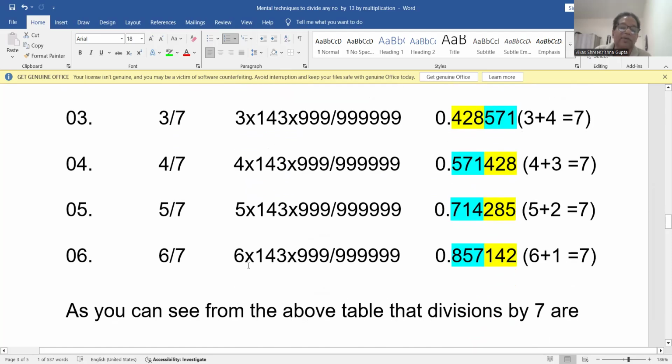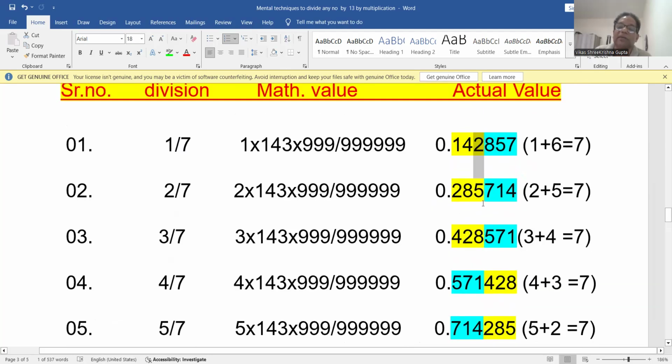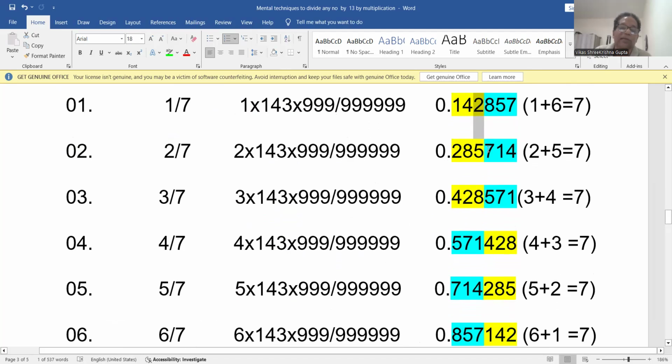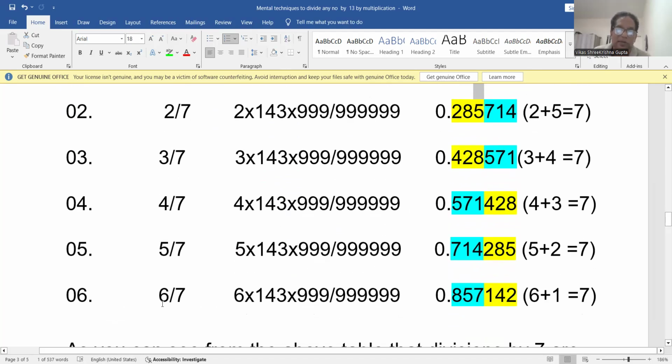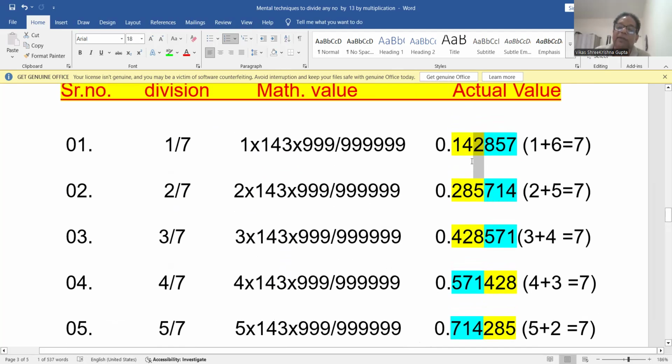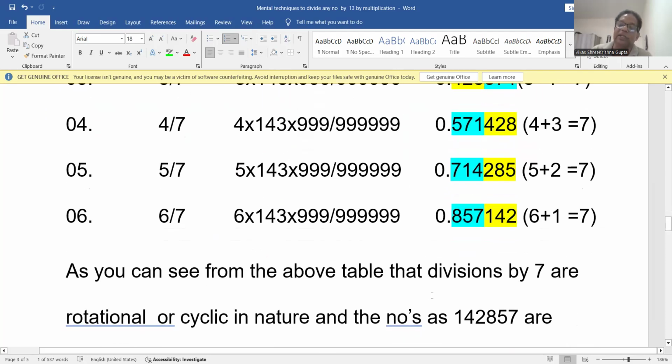571428. In the same way, 5 by 7, which is the fifth highest number? It is 7. So 714285. And the last, 6 by 7. Which is the sixth highest number? It is 8. So I will start with 8: 857142.